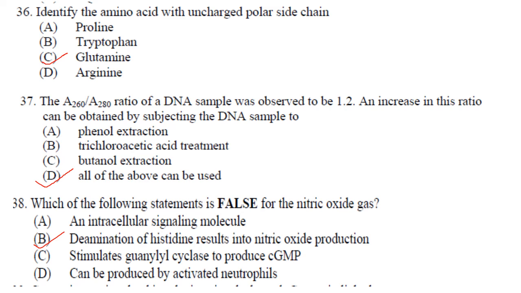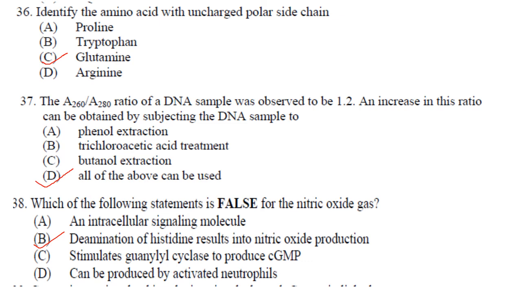A 260 by 280 ratio of a DNA sample was observed to be 1.2. An increase in this ratio can be obtained by subjecting the DNA sample to various purification treatments. Option A is phenol extraction, B, trichloroacetic acid treatment, C, butanol extraction. All of the above can be used. All these are various purification methods for obtaining a purified DNA. So option D is correct.